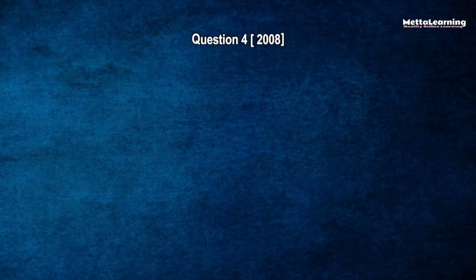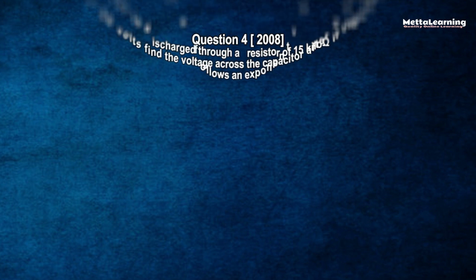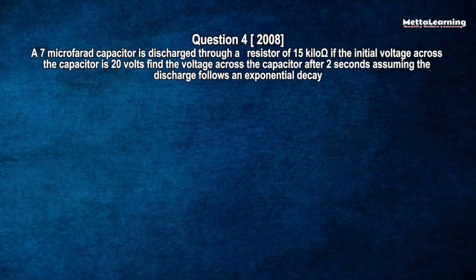The next question we have here is from the WAEC past question 2008. It says a 7 microfarad capacitor is discharged through a resistor of 5 kilo ohms. If the initial voltage across the capacitor is 20 volts, find the voltage across the capacitor after 2 seconds, assuming the discharge follows an exponential decay.